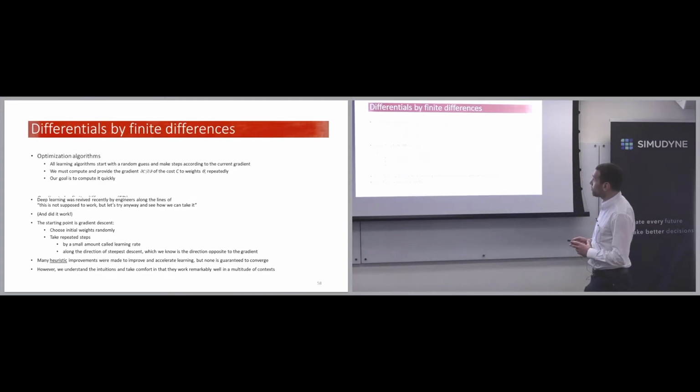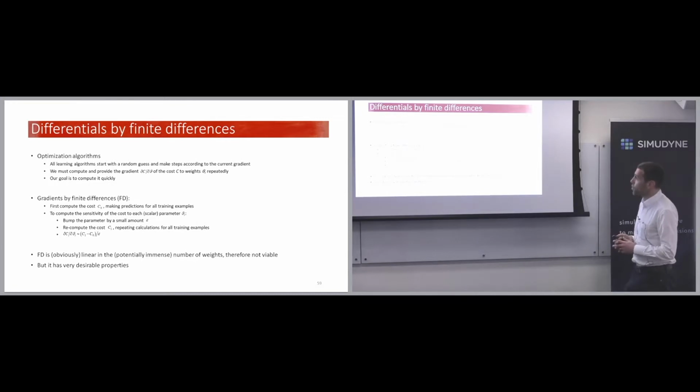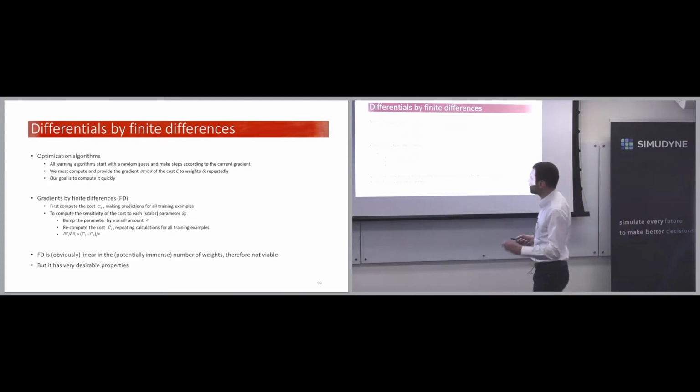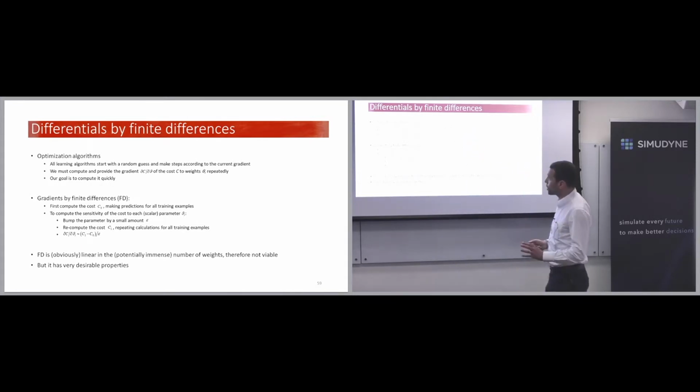So now we still need those differentials. I've been stalling a little bit. So these optimization algorithms, all these learning algorithms start with a random guess and make steps according to the current gradient. So we must compute and provide the gradient dC over d theta of a cost to weights repeatedly. And our goal is to compute it quickly.